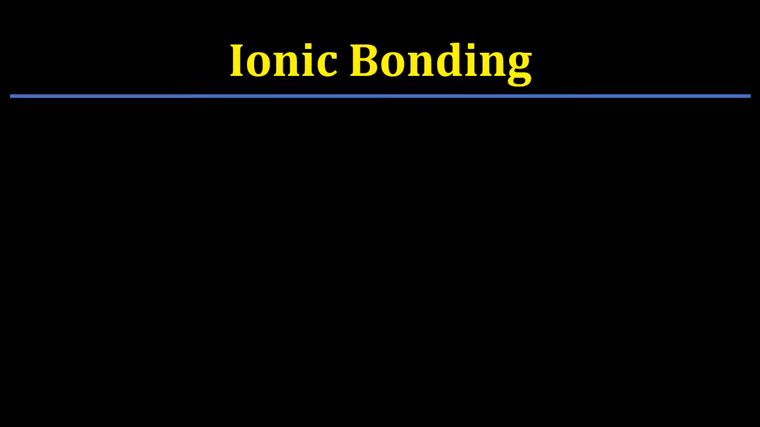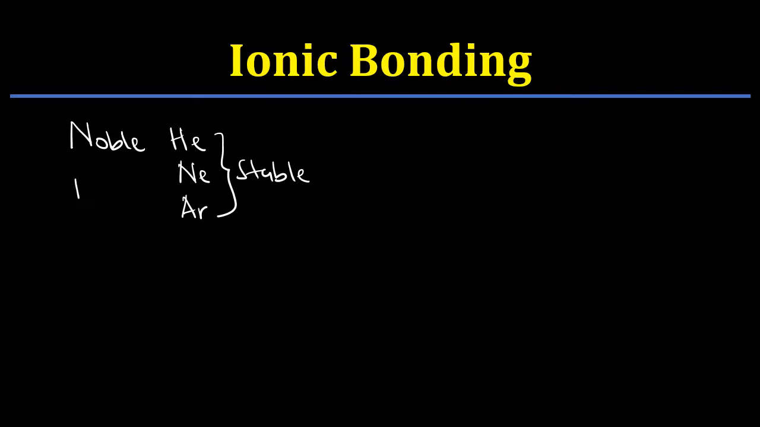In this video, we are going to look at ionic bonding. When you look at some of the noble gases like helium, neon, and argon, one thing in common among all of them is that they are stable. That's why sometimes they are called noble or inert gases. This stability is what most other elements tend to try and attain. They want to attain stability.